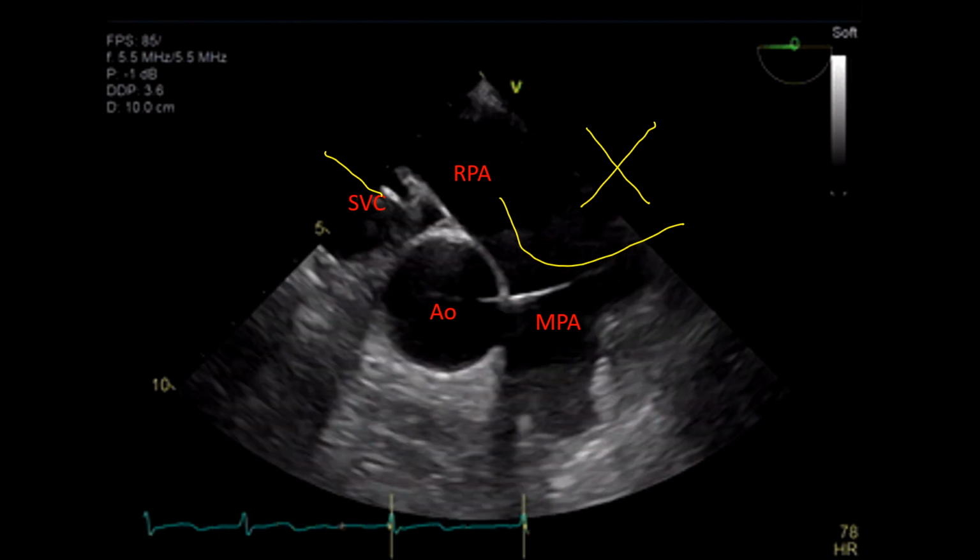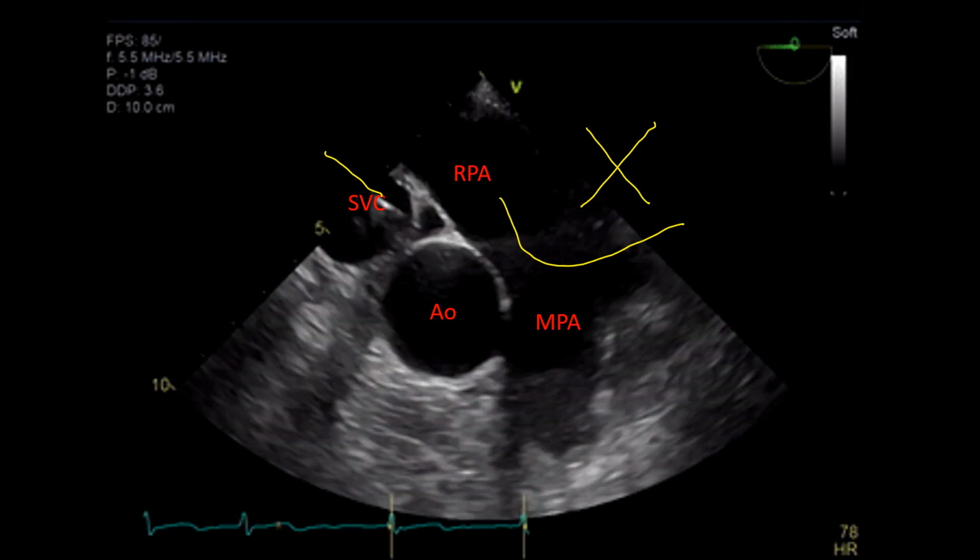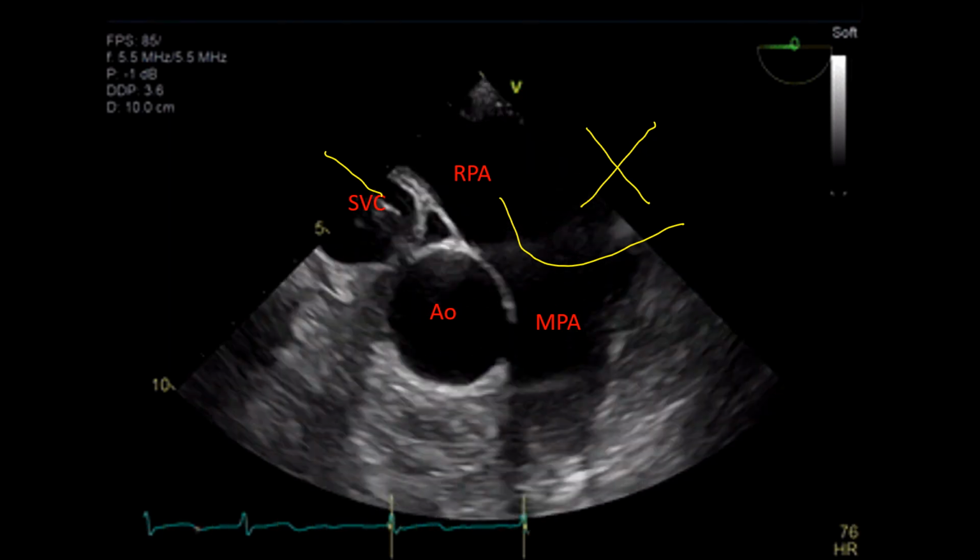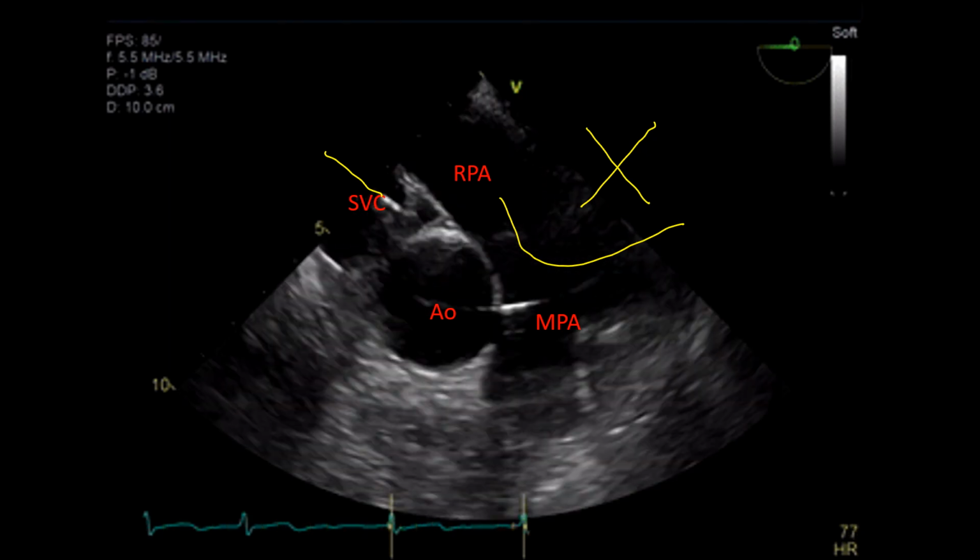But this is a great view to assess all of your great vessels, and it's a great view to look at that ascending aorta and any pathology of that structure.